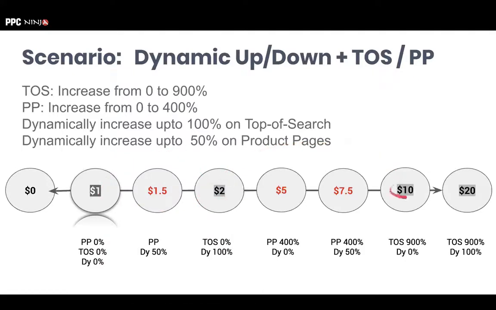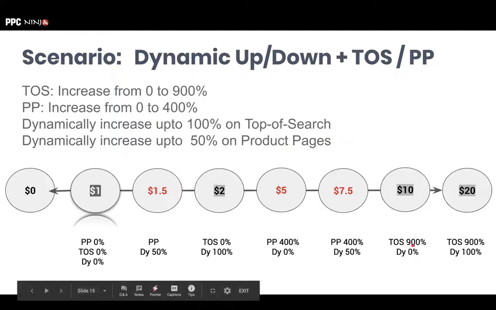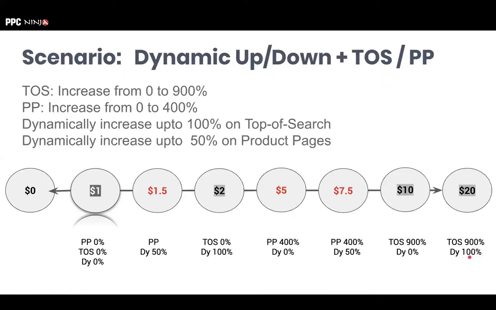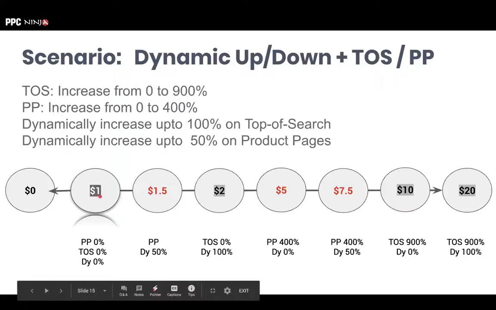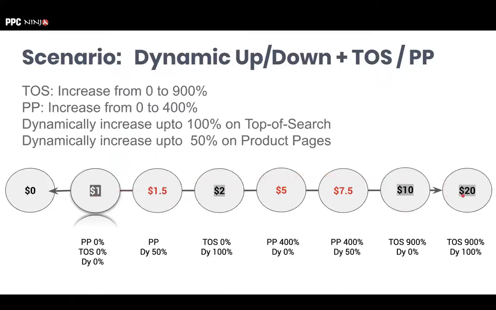Then jumping over to this one, I've just marked these in gray for you to understand easily. When we're going for the 900% for top of search, and there is no change to the dynamic nature of the bidding, it goes up from $1 to $10. And then in the final case where both are applied, where top of search is 900% and dynamic is 100%, your $10 bid doubles because of the 100% multiplier. So this is how it plays out. A $1 bid becomes a $20 bid.